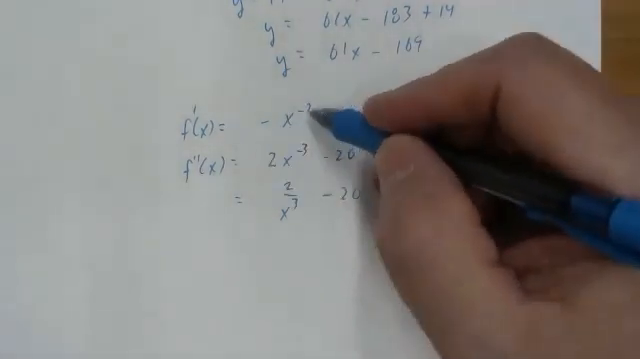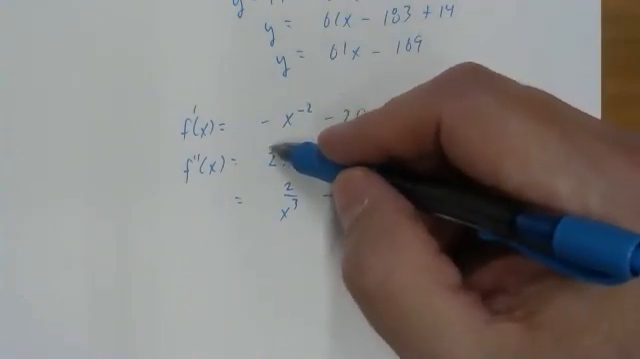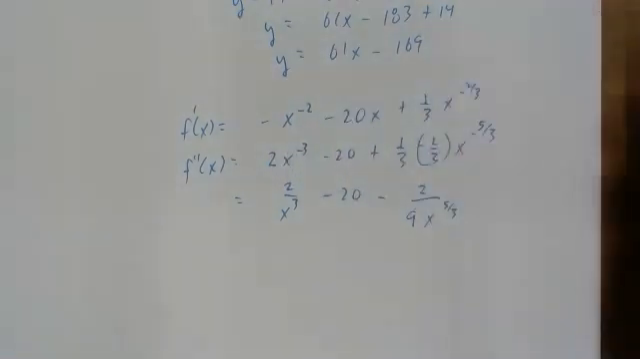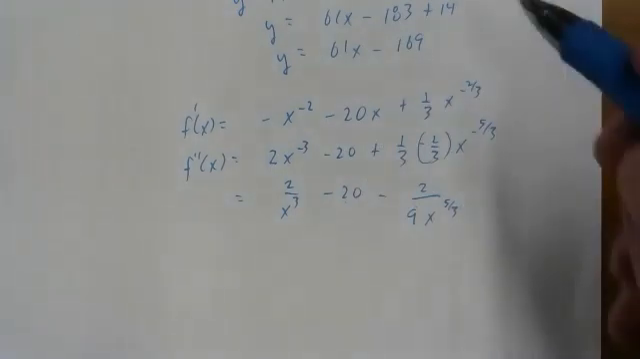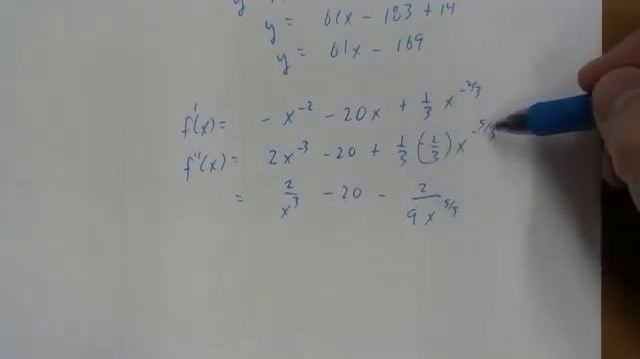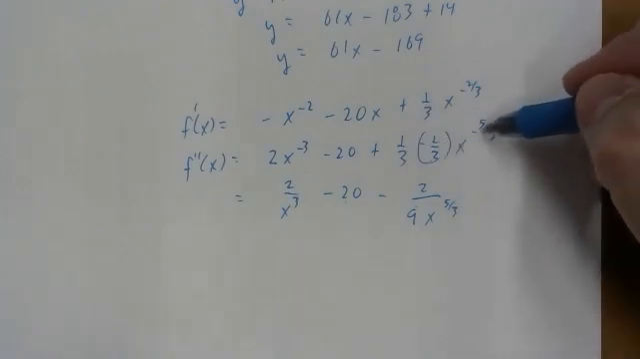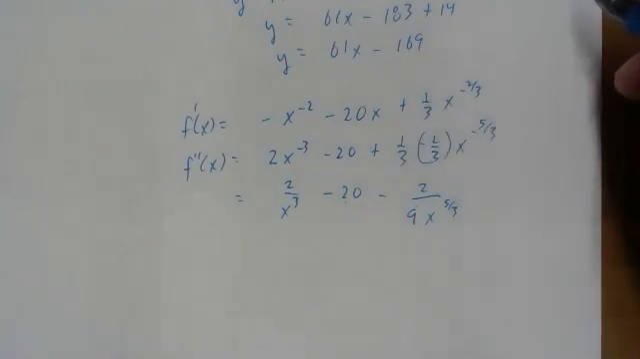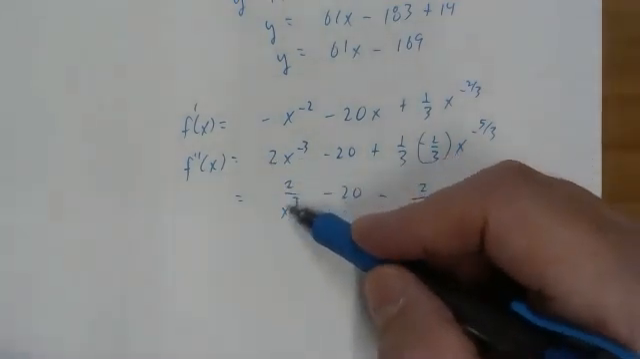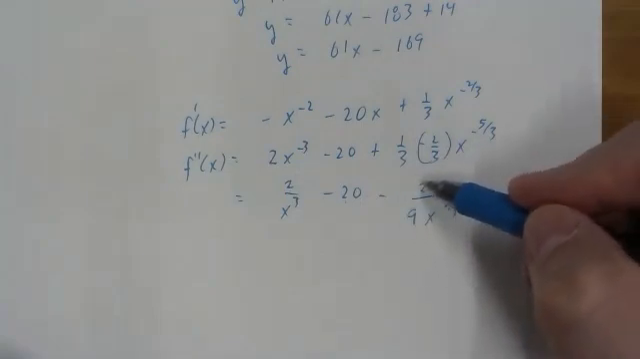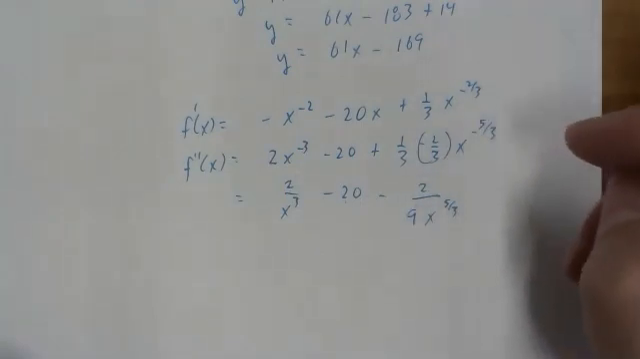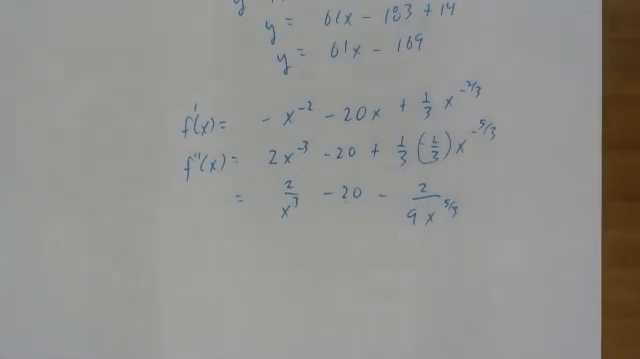Second derivative, the negative 2 you bring down front, so that means positive 2, and you subtract 1: 2x to the minus 3. Derivative of negative 20x is just negative 20. Derivative of this, you've got the 1/3, 2/3 comes here, and you subtract 1, which is like subtracting 3 over 3, which leaves it negative 5/3. So 2 over x cubed minus 20 plus negative 2 over 9 x to the 5/3. Now that's not what I have in the key.